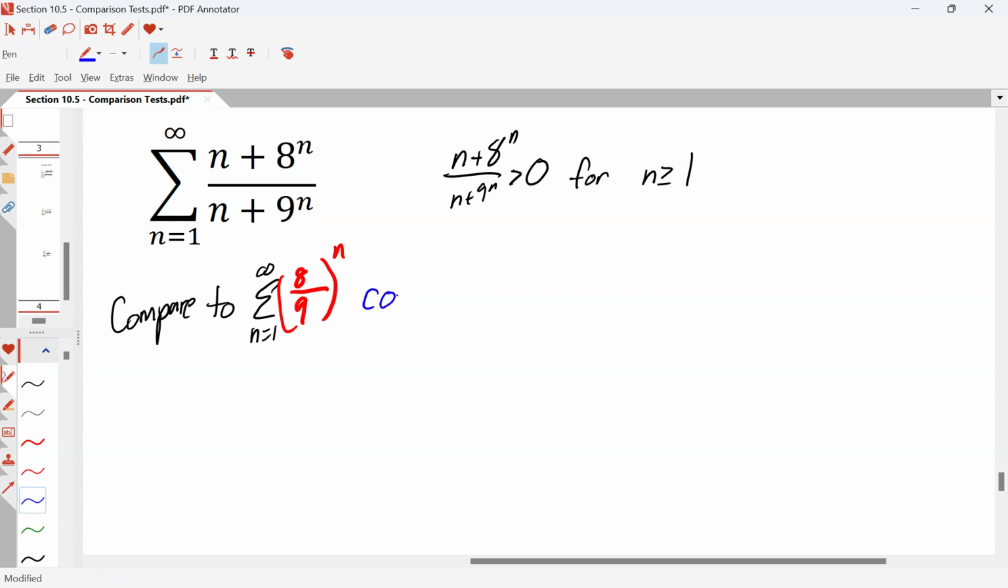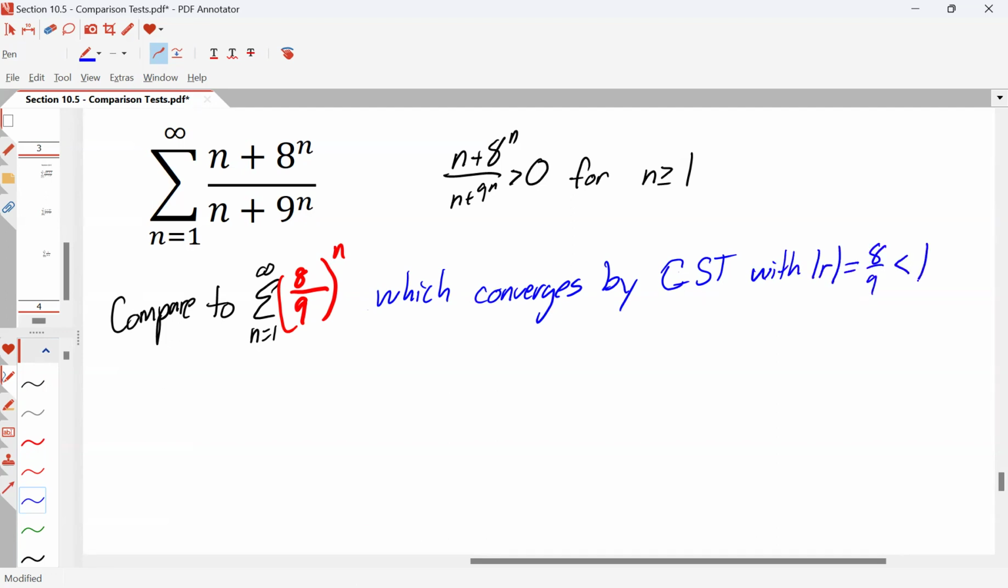This converges by the geometric series test, because this is a geometric series with the absolute value of r, which is equal to 8/9, which is less than 1. So there are the first 3 steps on the page. Step 4 is to run the test.